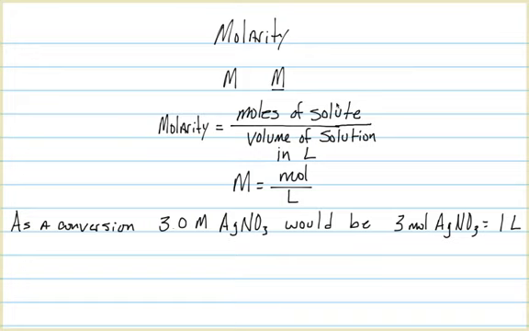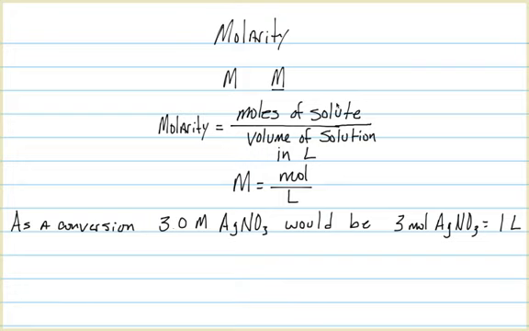Because it is a proportionality and the number of moles and the volume are going to change proportionally for a specific molarity, we can say that a 3 molar solution of silver nitrate would have 3 moles of silver nitrate in 1 liter of that solution. If we change the volume, we will change the number of moles proportionally. For example, if I had 2 liters, we would have to have 6 moles of silver nitrate, because the proportion is 3 moles of silver nitrate to 1 liter of solution.